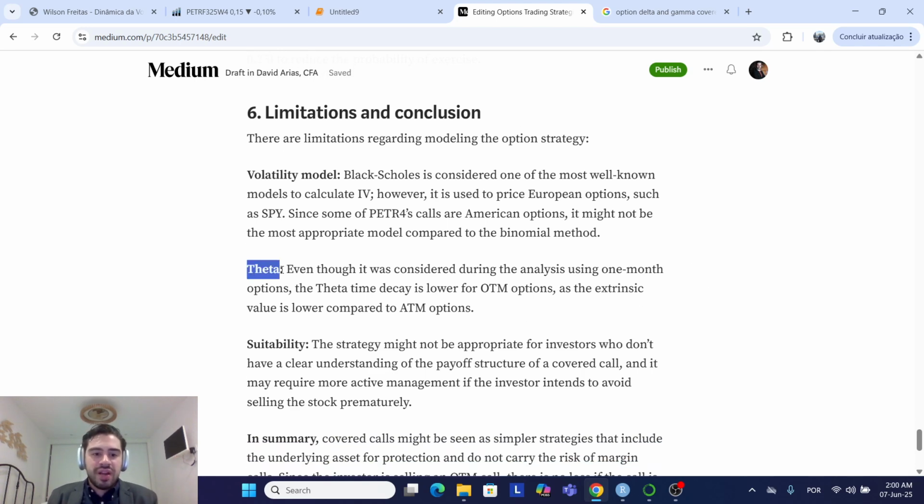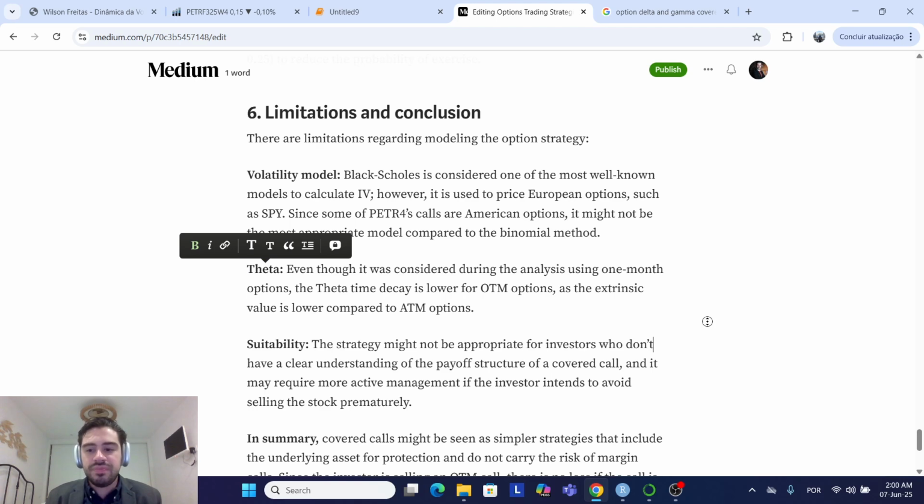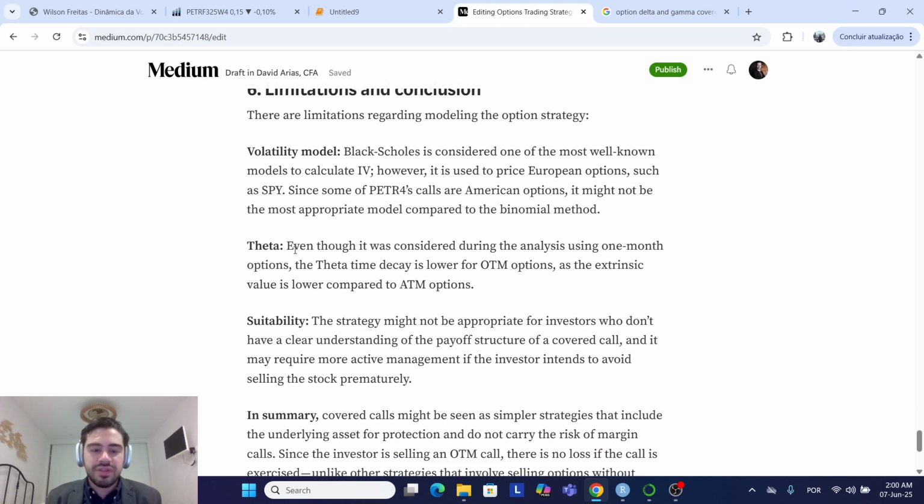We talked a lot about theta, but this was the lighter theta. We don't have the stronger one, because the time decay is even higher, even stronger when we're considering more at-the-money options. For example, if we want to increase our delta to 0.35, the theta will be stronger. The time decay effect will be higher.